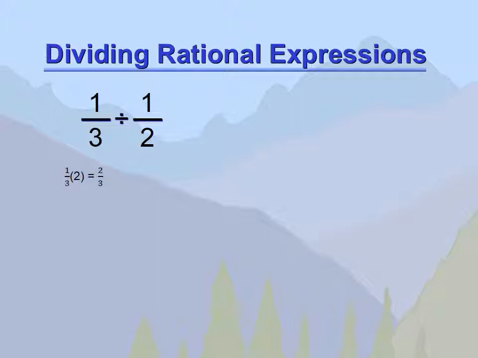Where you keep the first number, the 1/3, change the division to multiply, and then you flip or take the reciprocal of the second number. So 1/2 is going to become 2/1, which is just 2. So now we have 1/3 times 2, which is 2/3.